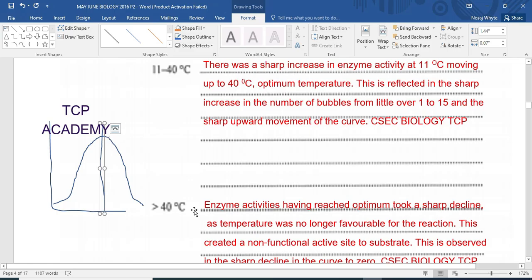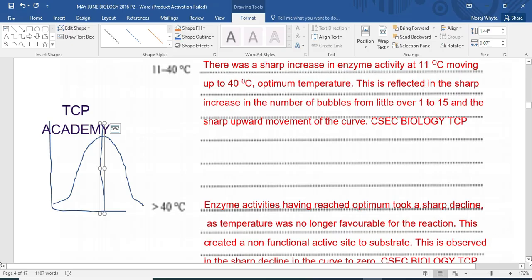All right, great. So above 40, and this would have been 40 right at the base here. So above 40, what happened? We want to know what happened. So here we were increasing, but now we are decreasing pretty much at the same rate that we increased. So enzyme activity, having reached optimum at the high point of the graph here, took a sharp decline, as temperature was no longer favorable for the reaction.